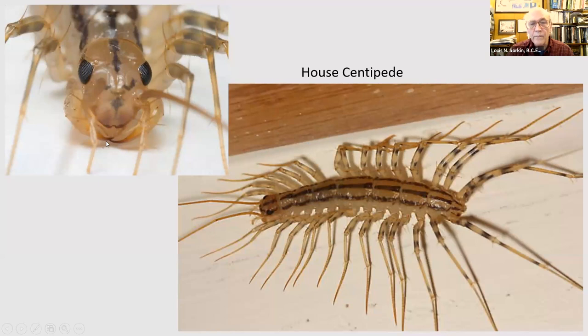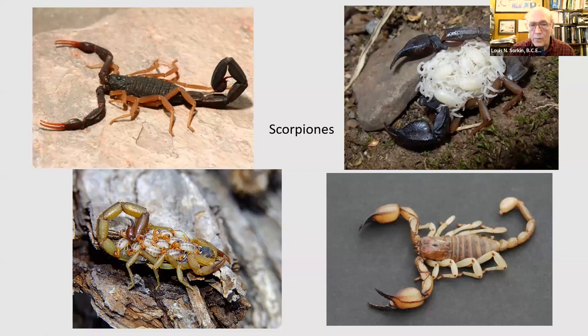Now we're into arachnids. These are the order scorpions. The female scorpion has the young inside her body, and when they're born, they climb up on her back, and she carries them around for at least one or maybe two instars, usually two instars.